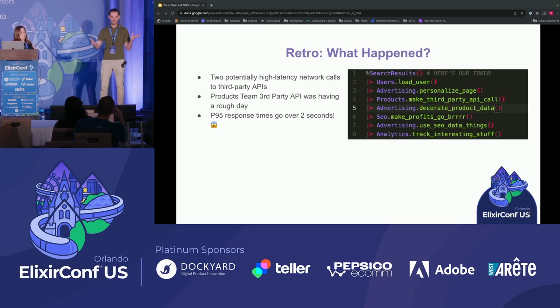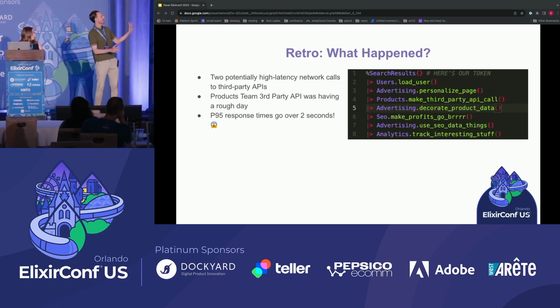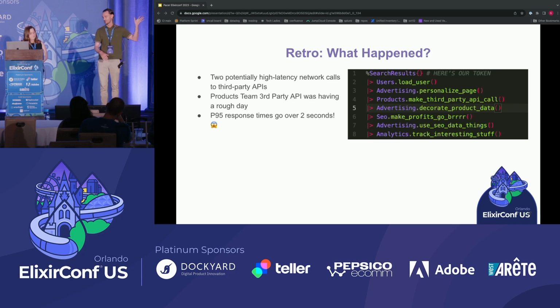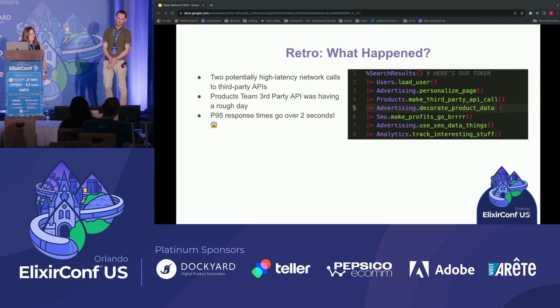So as we mentioned, there's a couple API calls. And as we know as engineers, networks are generally reliable, and they never go down. Everything is fine most of the time. But on this day, unfortunately, the API that the products team was relying on was having a bad day, as APIs do every once in a while. And our P95 response times, the slow end of the distribution, for our users went way over 2 seconds, and that's not great. We have these objectives in place, and we went above that, triggered an incident, and then we have to come in and do something. Not great.